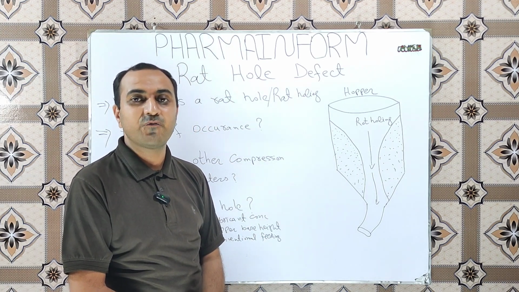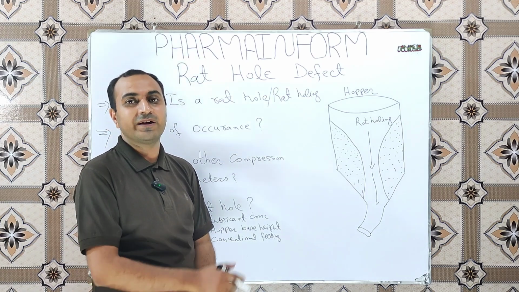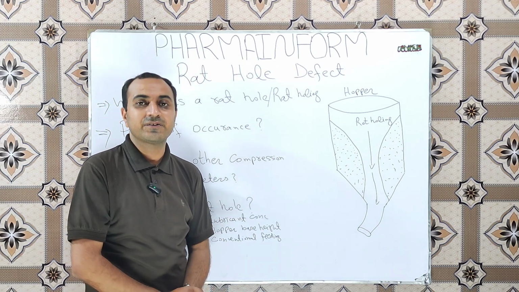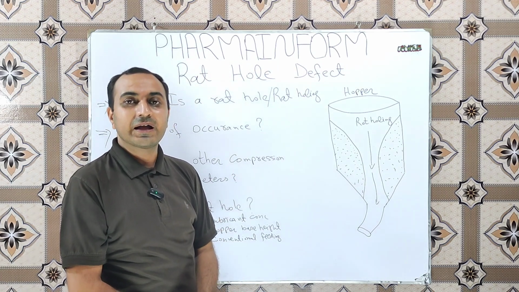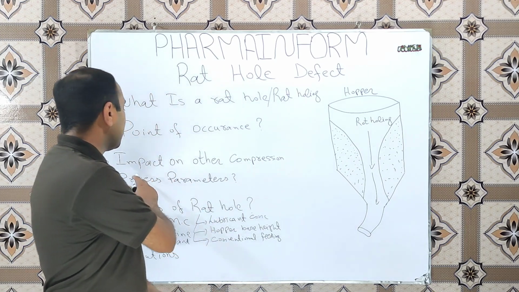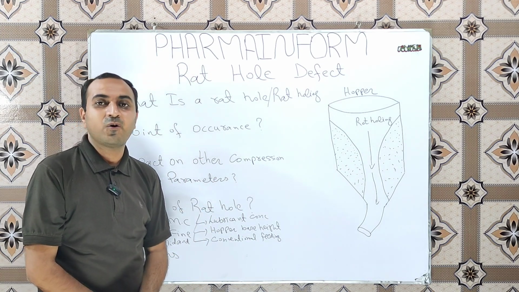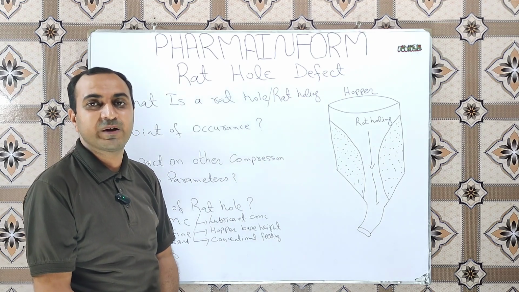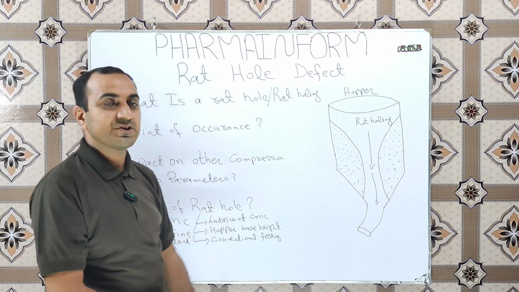What is the point of occurrence of the rat hole defect? Rat hole defect occurs in the hoppers of the compression machines. The next one is, what is the impact of rat holing on the other process parameters of the compression?